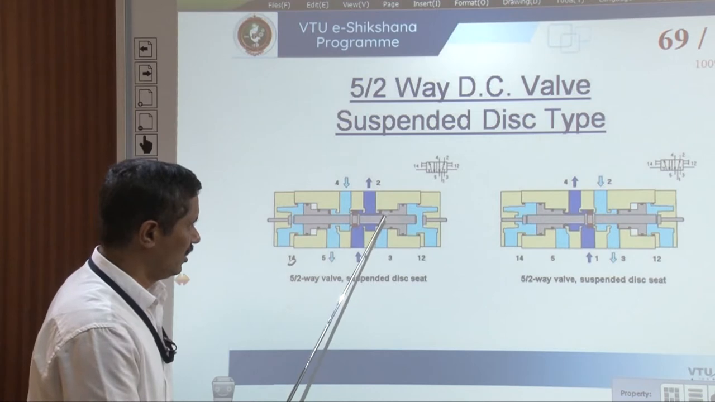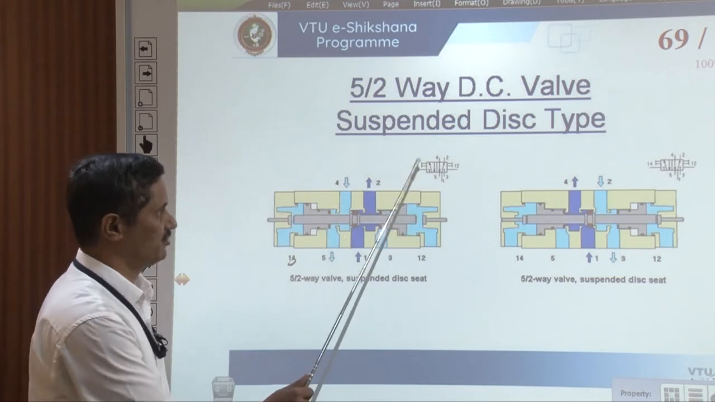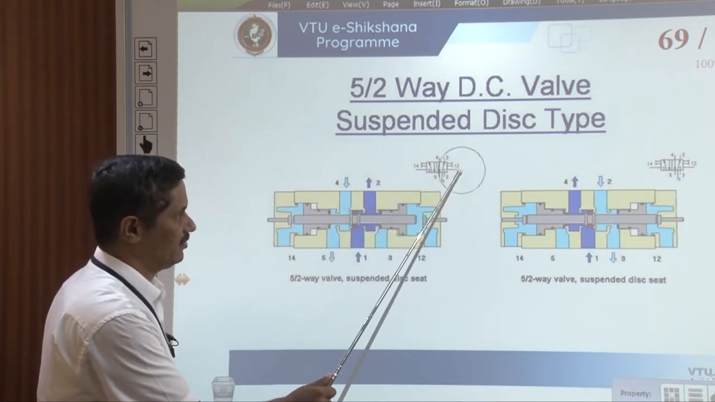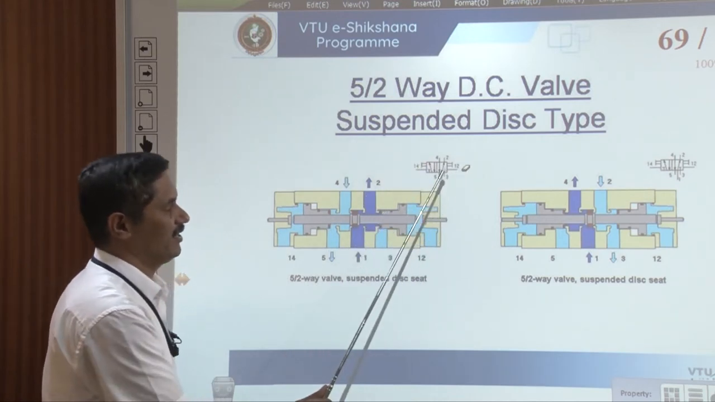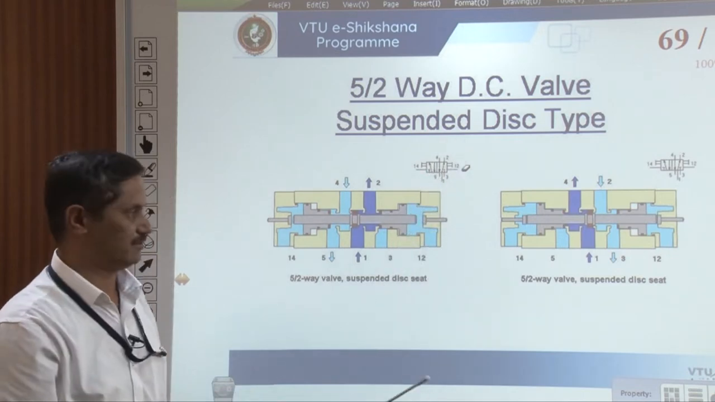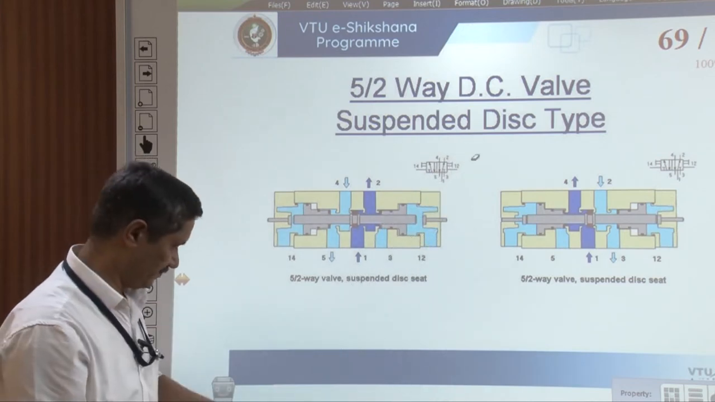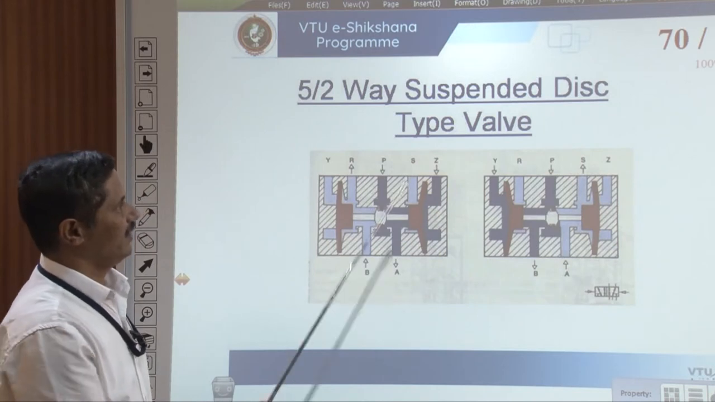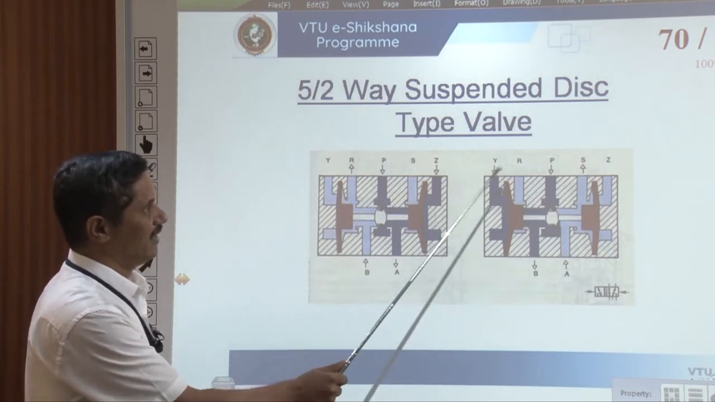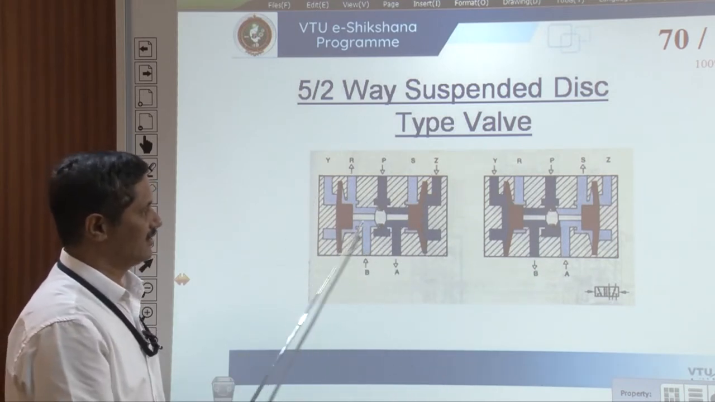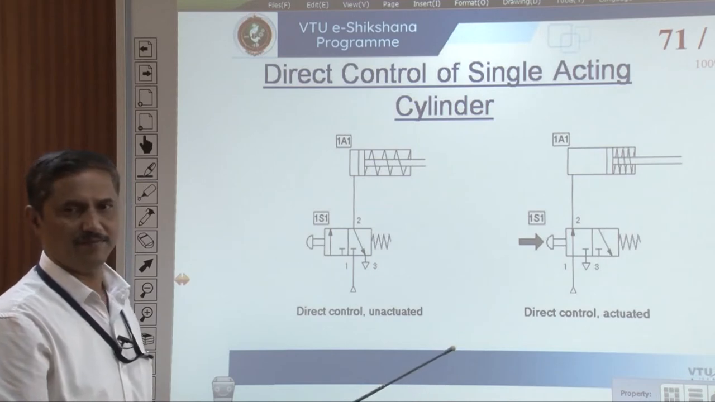As you supply air, the air will move here and the valve position gets changed to the other position. So from position 1 to position 2, you can supply the air to this port and change it. And when you supply the air from 14, again you can change the position and the valve will move to the next position. So to and fro motion can be executed using these kinds of valves. Again, in the suspended disc type of valves, another type is shown here, again a 5 by 2 suspended disc valve. So there are different types available.